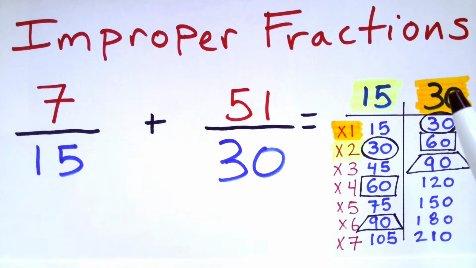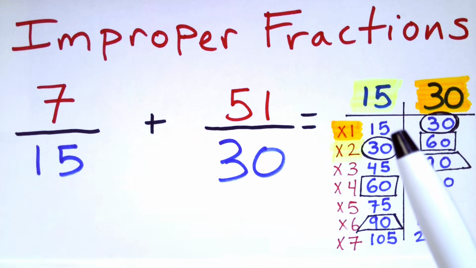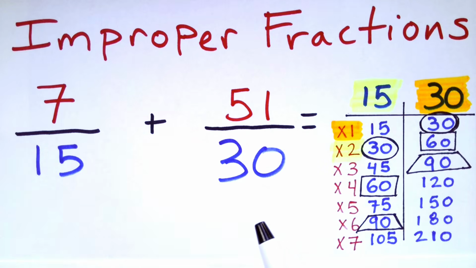Same thing with 30, right? 30 times 1 is 30. Add 30 to 30, and you get 30 times 2, which is 60. 30 times 3, which is 90. Add another 30 to 90, you get 120. That's the same thing as 30 times 4. So we want to find all the products of both 15 and 30 as seen here.